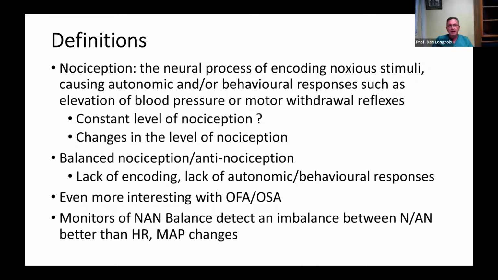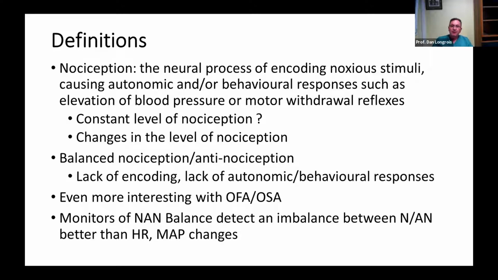And when nociception and anti-nociception are balanced, well, there's lack of encoding and therefore lack of an autonomic and behavioral response. So nearly all nociception, anti-nociception monitoring is based on this equilibrium between the sympathetic and the parasympathetic nervous system, looking at different sides of the body. And I think this issue becomes even more interesting with the opioid-free or opioid-sparing anesthesia regimens, because we do not have the pharmacological knowledge that we have with hypnotic-opioid interactions.